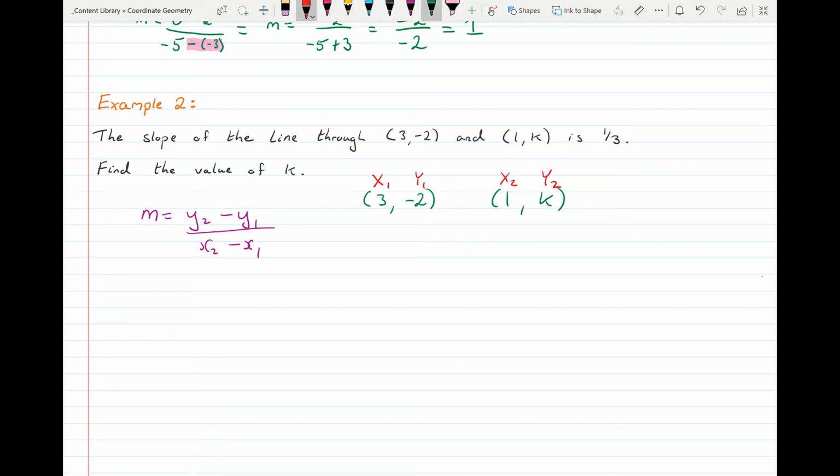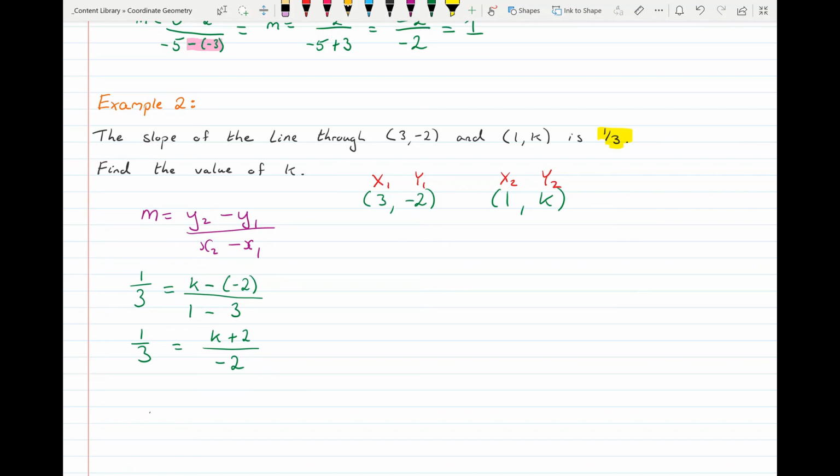The only difference with this sum is we actually know the value that we should end up with at the end. We should end up with 1/3. So the slope is 1/3, or m is 1/3. So 1 over 3 is the slope, and that will equal y2, which we don't know, that is k, minus y1, so minus from the formula, and a minus 2, which is y1, all over x2, which is 1, minus x1, which is 3. 1 over 3 equals k plus 2 over 1 minus 3 is minus 2.